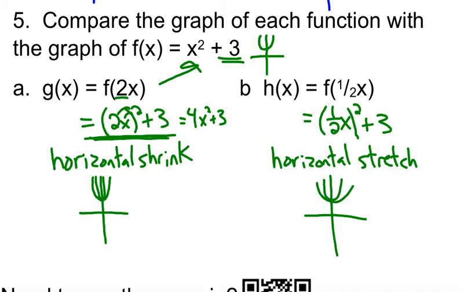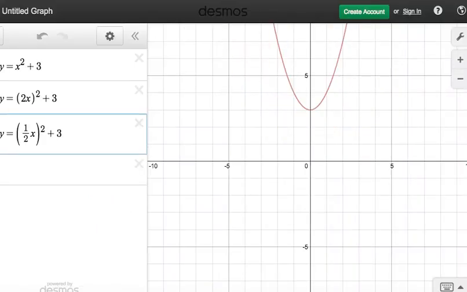And again, those are really ugly graphs. Let's look at Desmos with these. So here's the original, x squared plus 3. When we plug in 2x for that, it should get skinnier, just like we said. That's that horizontal shrink. And with the 1/2, it gets wider.